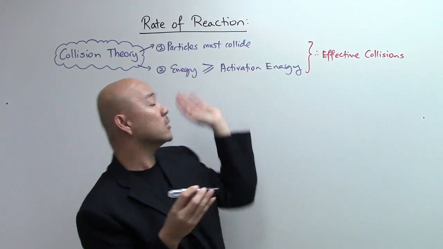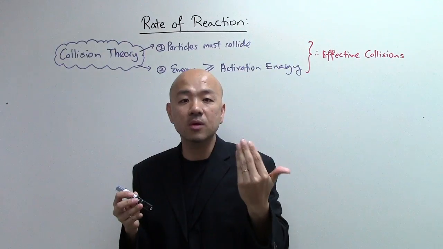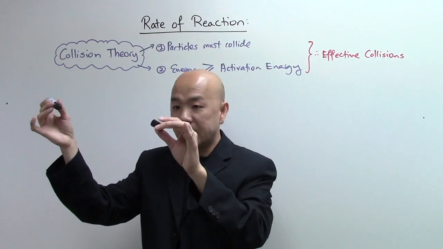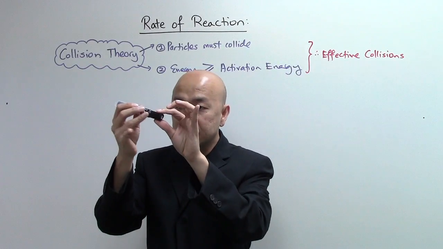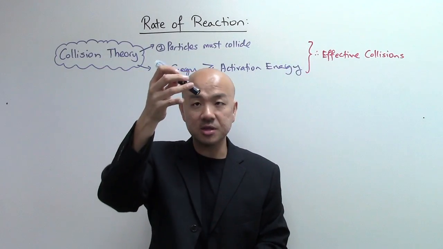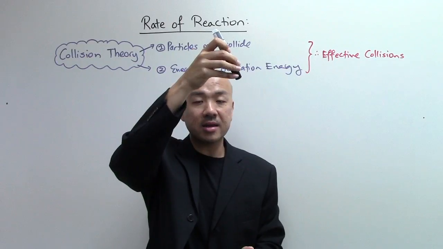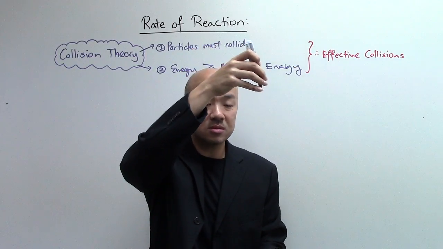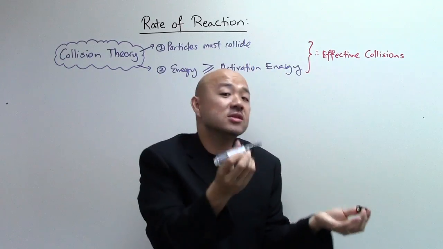So if you just follow criteria number 1 of collision theory, they must collide. So reactant A and B must collide. But realize this is not sufficient because even though they collide, they might not have collided with enough energy. So the cap might have dropped. So this is not a product.